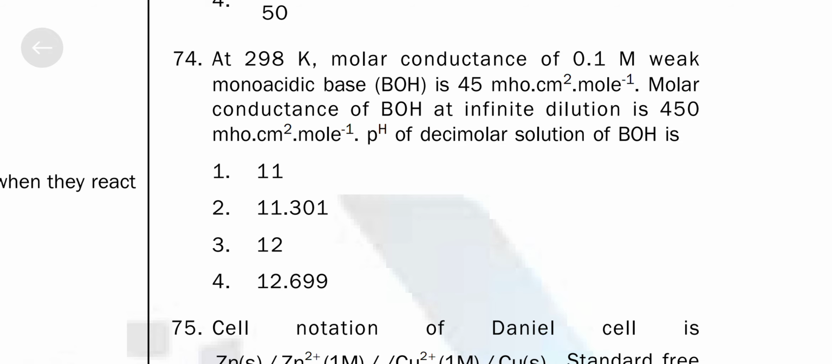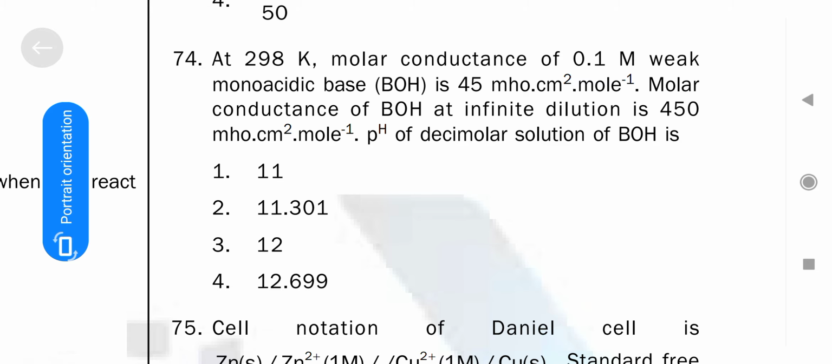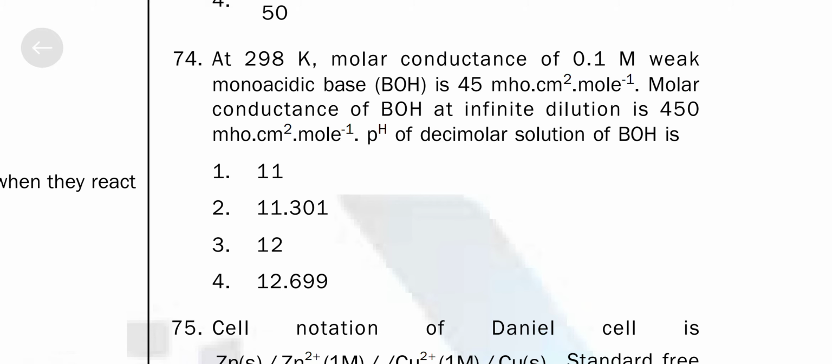At 298 Kelvin, the molar conductance of 0.1 molar weak monoacidic base BOH is 45 mho centimeter square per mole. Molar conductance of BOH at infinite dilution is 450. The pH of a decimolar solution of BOH is? This is one interesting and important question. Remember the concentration is 0.1 molar. Molar conductance at infinite dilution is 450 and the given value is 45, and he is asking pH. So let's go.